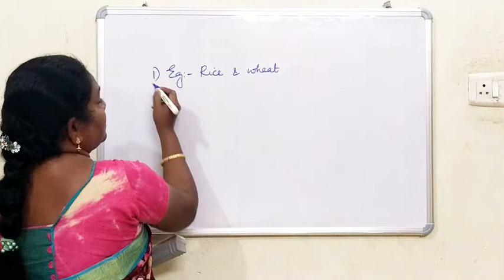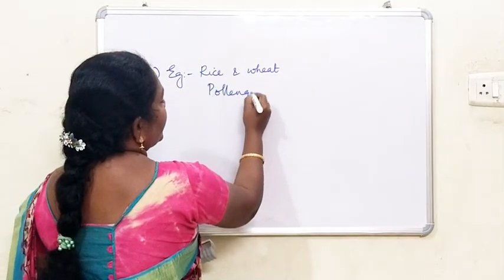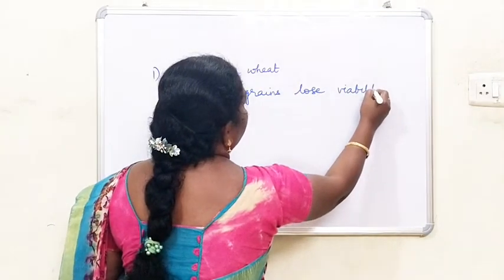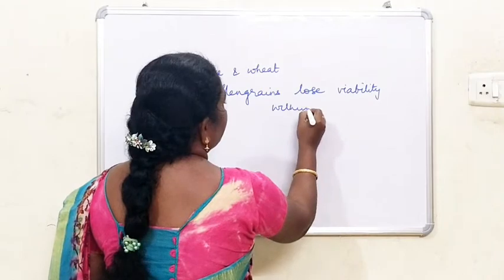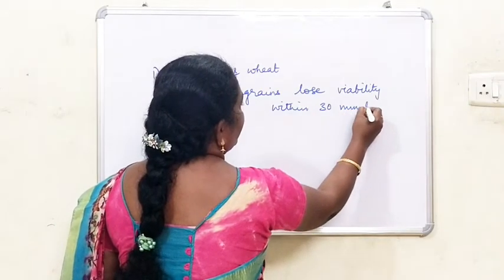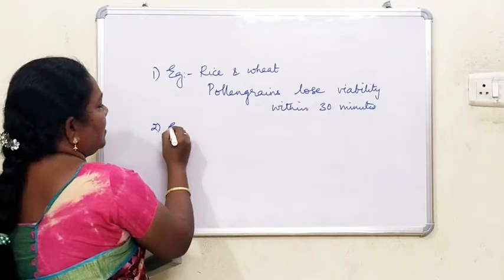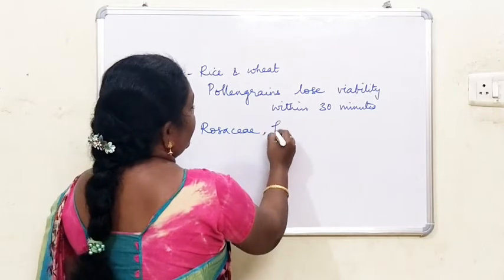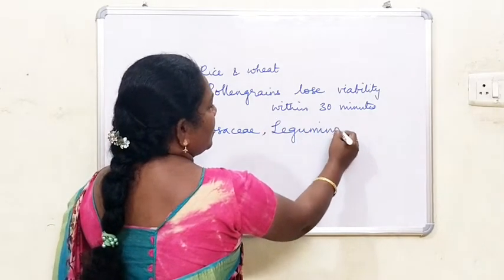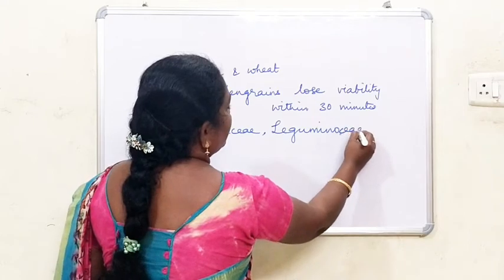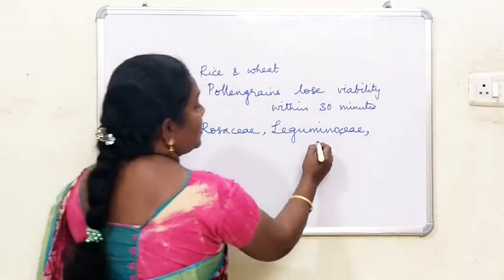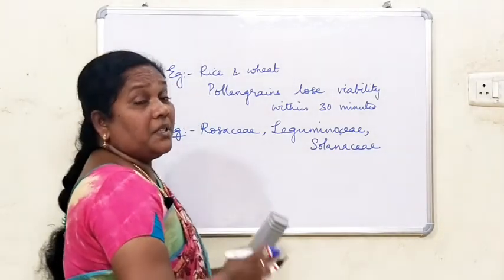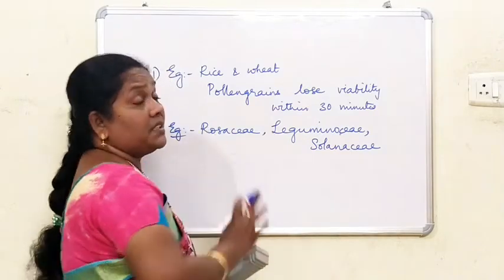That is one important thing: the pollen grain loses viability within 30 minutes. But in some examples, like the Rosaceae families, Leguminosae, and Solanaceae, in all these species the viability remains even for months.